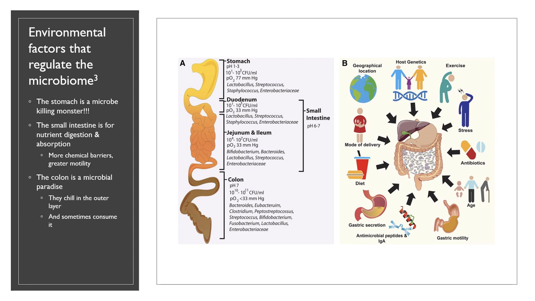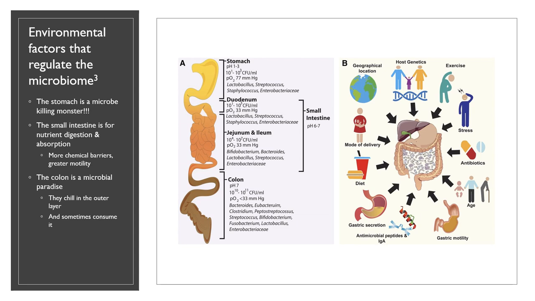But there are so many different factors that play a role in what's going on in your microbiome: where you live, your genetics, whether you exercise or not, the amount and intensity of the exercise, the type of environment you do your exercise in, stress exposures, antibiotics, age, and the motility of your stomach, which can be altered by both genetics and by environmental conditions and diseases such as type 2 diabetes and type 1 diabetes, which can lead to gastroparesis, or delayed gastric emptying due to poor motility.